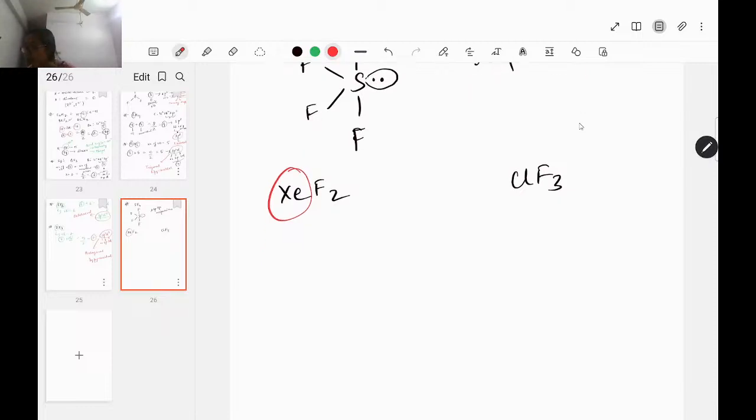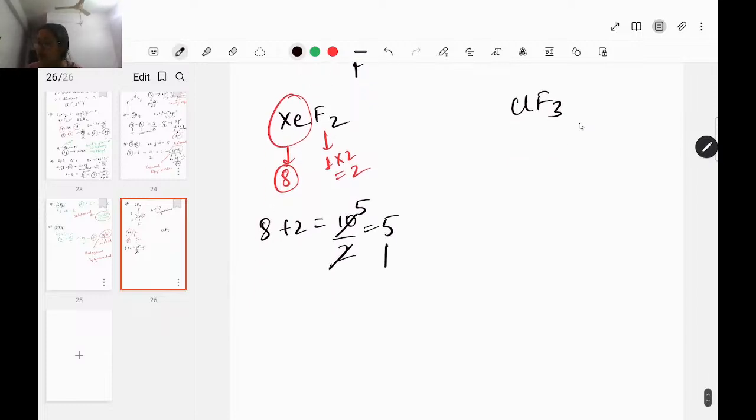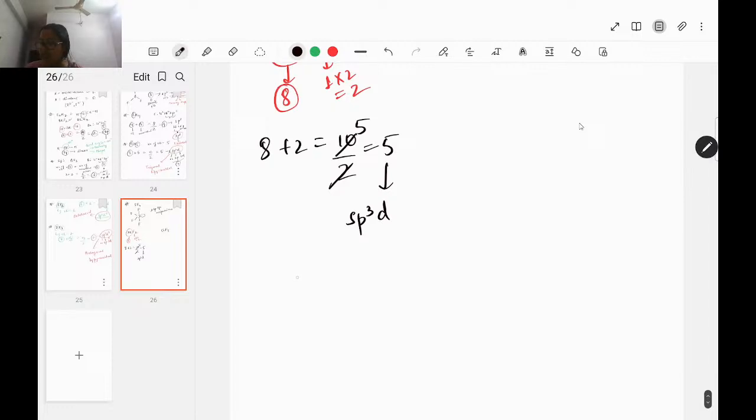Xenon is a noble gas element. So what is the number of valence electrons over here? It is 8. And what about fluorine? It is not valence electrons, but is it a monovalent atom? Yes, it is a monovalent atom, so its contribution is 1. So 1 into 2 is 2, right? Now 8 plus 2 is 10, which is divided by 2, and it is 5, which is the steric number. Now this steric number 5 corresponds to which hybridization? sp3d. Okay, so let us draw XeF2. sp3d is TBP, trigonal bipyramidal.